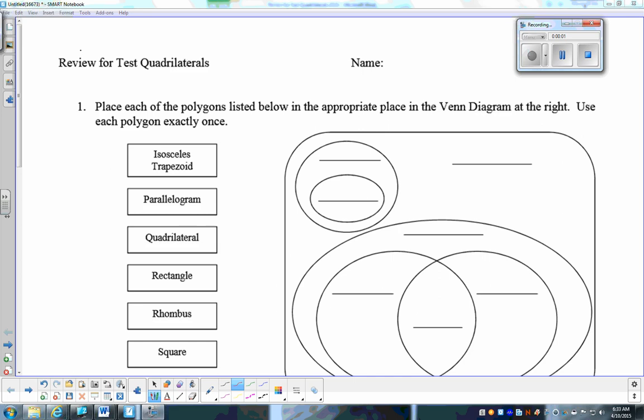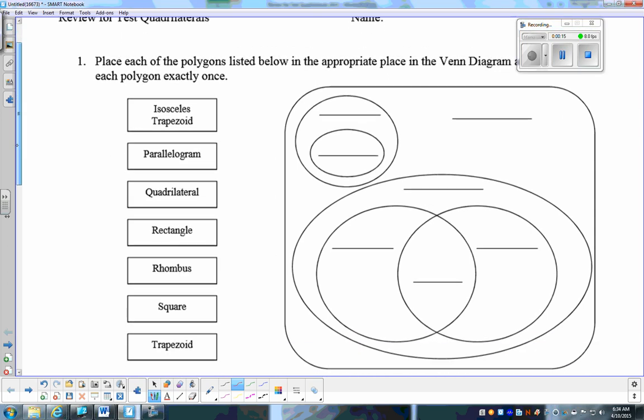All right, this is the video for the review for test quadrilaterals, Unit 11. Have your packet out so you can follow along as we go through the video. Number 1, place each of the polygons listed below in the appropriate place in the Venn diagram at the right. Use each polygon exactly once.